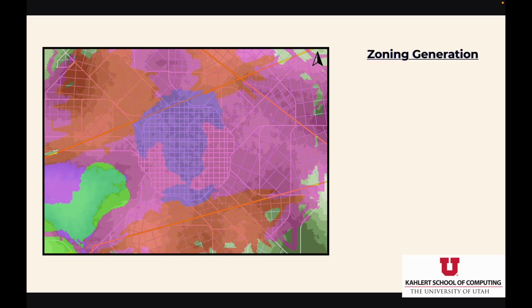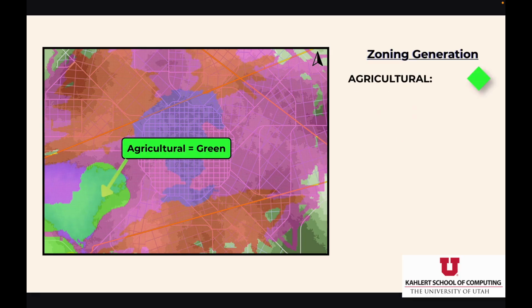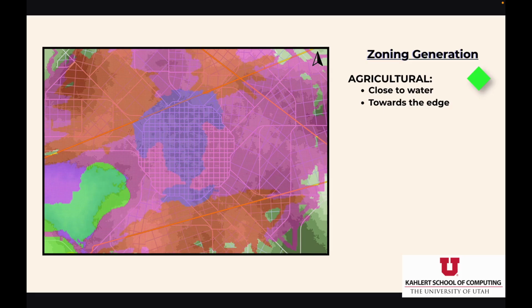Believe it or not, most cities are divided into zones. Zone placement depends on proximity to roads, downtown, bodies of water, and more. Agricultural zones are green. These zones are used for farming and livestock production. They tend to be in more sparse areas towards the edges of the map. They also need to be somewhat near water.